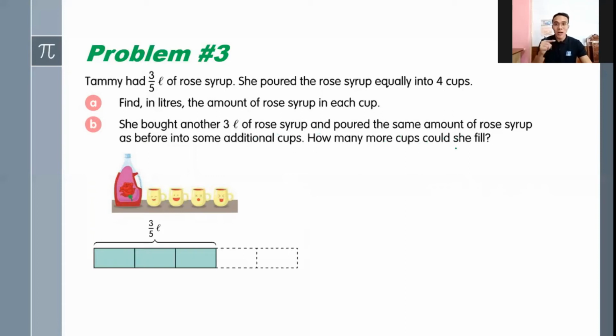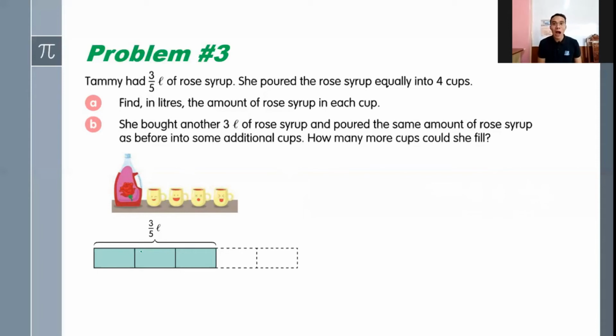To help you understand further this problem, let's have this model. In order for us to be able to show 3/5, there should be a whole divided into 5 equal parts, and 3 parts of that is 3/5.